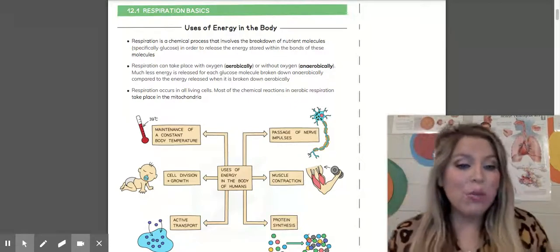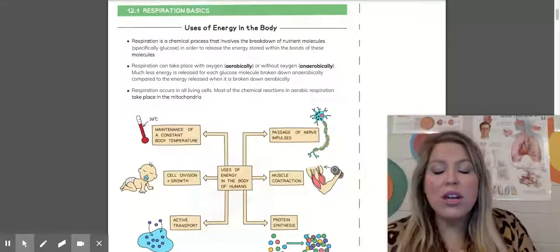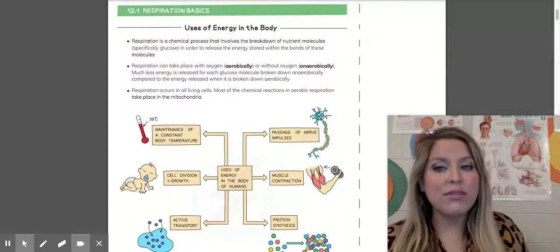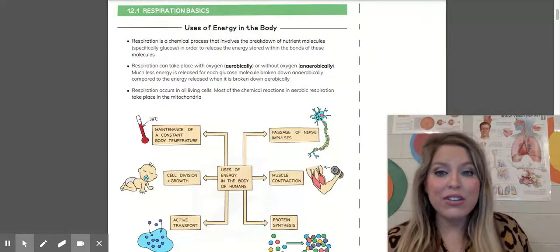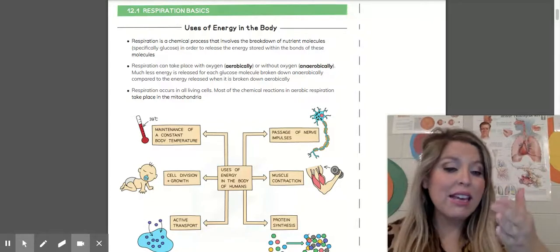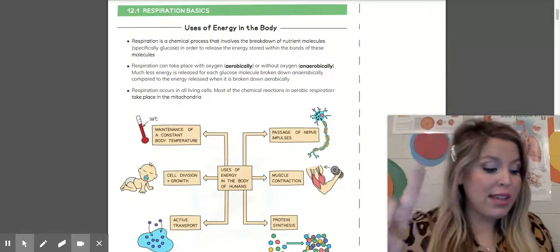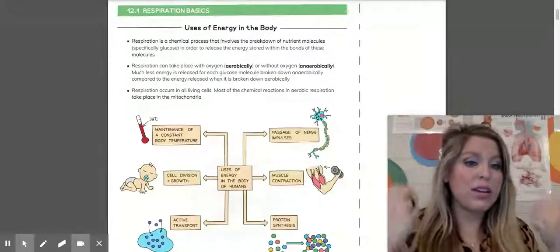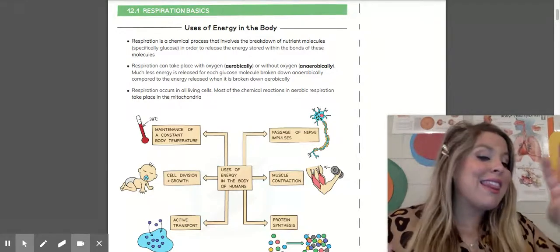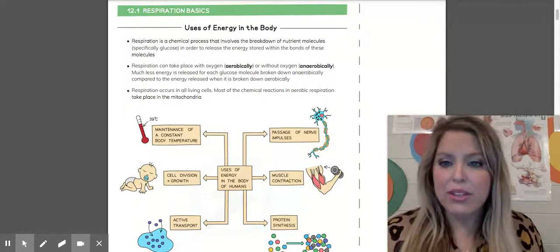For respiration, we are thinking about on a chemical level inside of each of our cells. So respiration is a chemical process that involves the breakdown of nutrients in order to release energy that's stored within the bonds of these molecules. When we break down the bonds of the glucose and oxygen that we are taking in and have them rearranged, that is where we are absorbing energy. And the breaking of the bonds is controlled by enzyme reactions, okay?